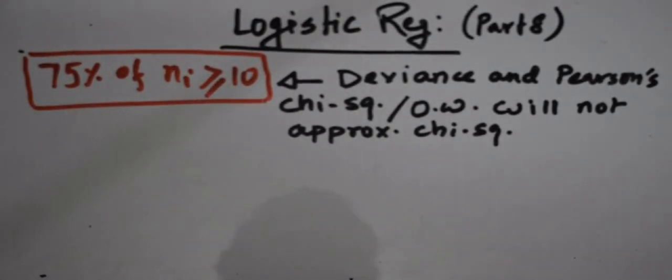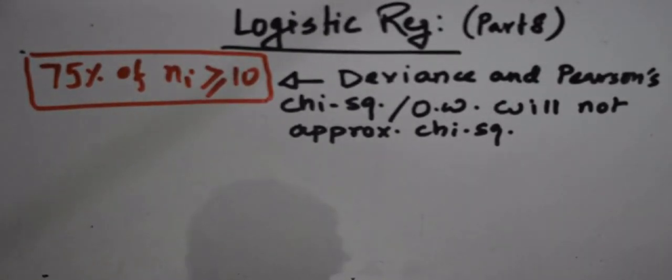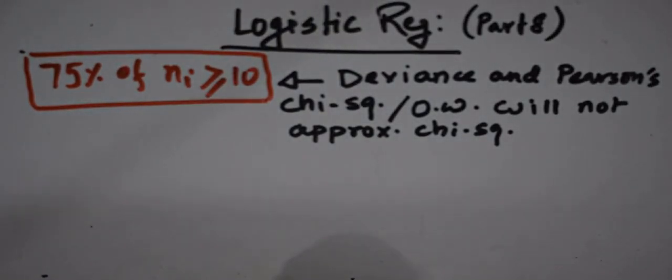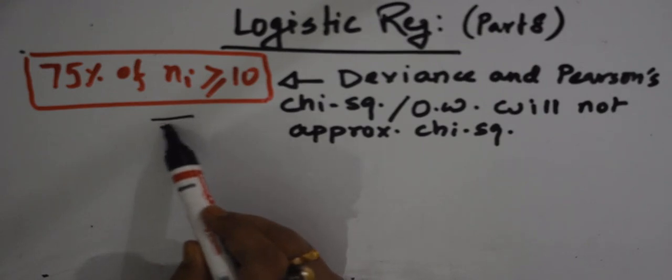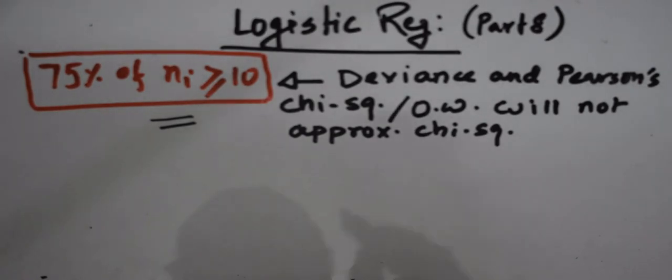So this is a continuation of video part 7, logistic regression. In part 7 we observed that if 75% of Ni are greater than or equal to 10, then the deviance and Pearsonian chi-square will be approximately chi-square. Otherwise, they will not be approximated by chi-square. So this is the restriction for the deviance and Pearsonian chi-square statistic.